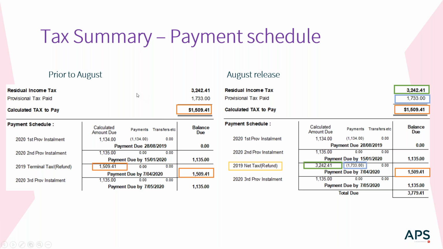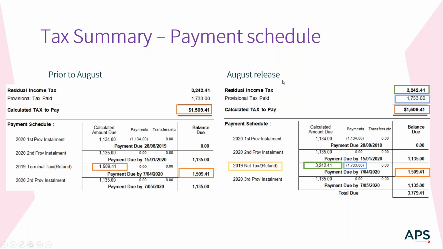So on the left, again, we've got the way that the payment schedule section would have appeared prior to August. And in this case, again, the residual income tax figure has been calculated. Provisional tax that had been paid as at the time the return was completed is recorded in the tax return, and the calculated tax to pay figure comes through. But in terms of the payment schedule, the residual income tax figure was effectively ignored. What we ended up with was literally just the final figure and any payments or offsets that were made in the terminal tax account. And in most cases, the due balance and the amount due would have been the same.